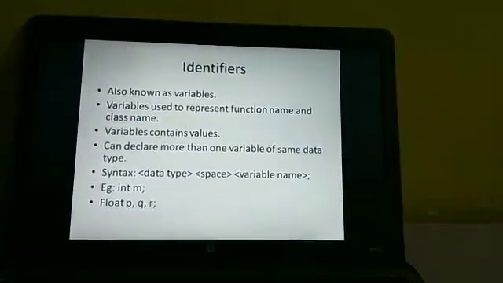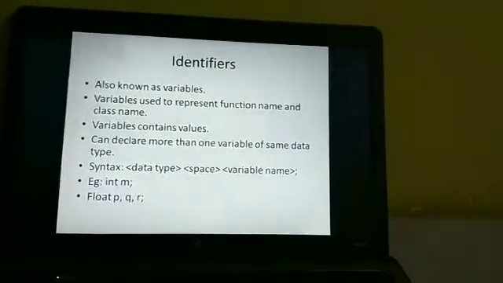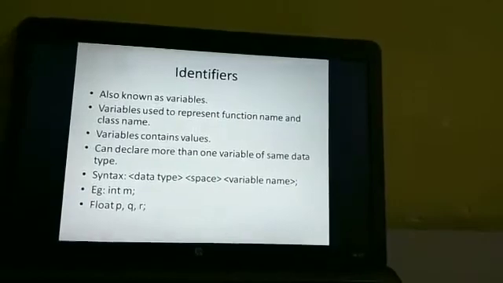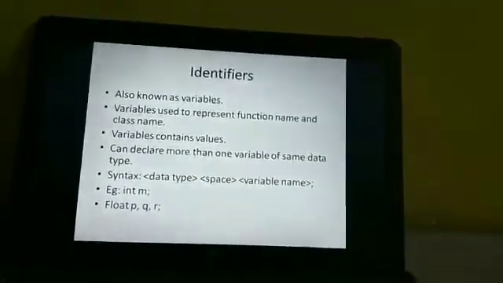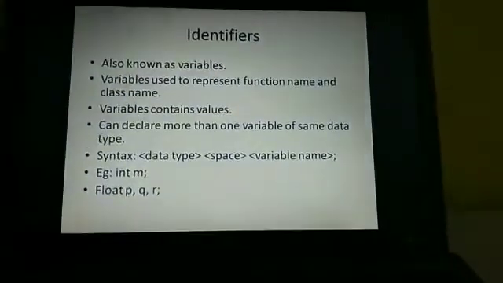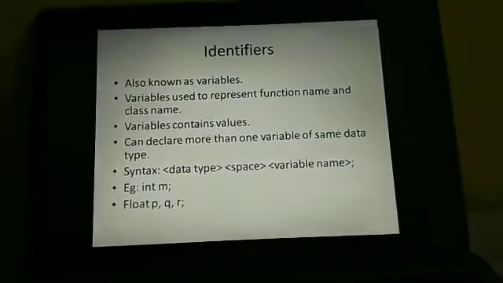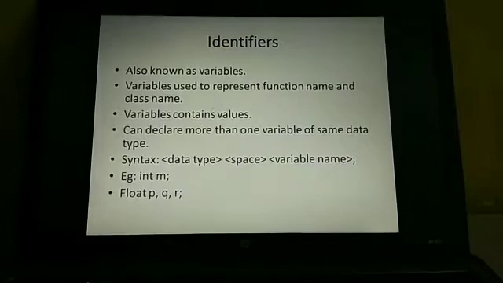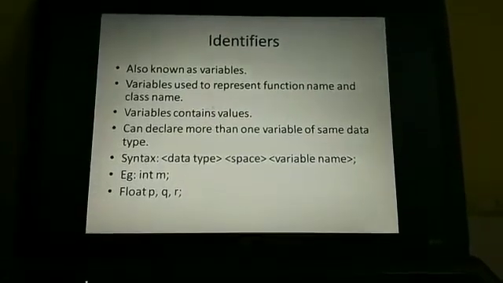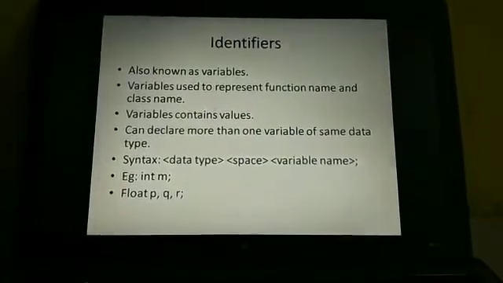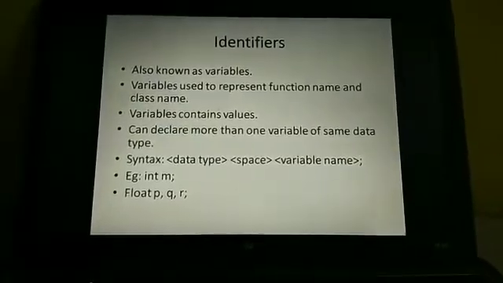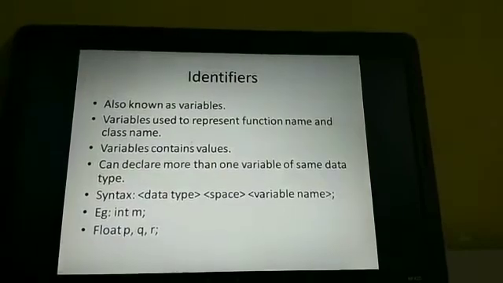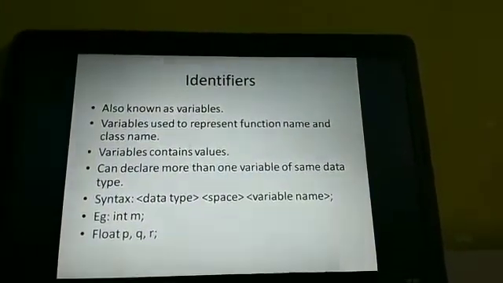Identifiers are also called variables. Variables are used to represent your function name and your class name. Variables contain values in them. You can declare more than one variable of the same data type.